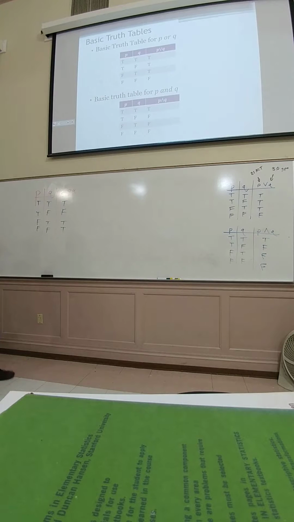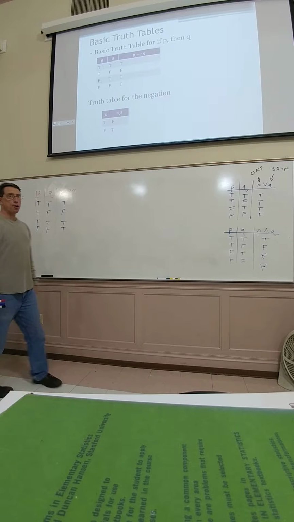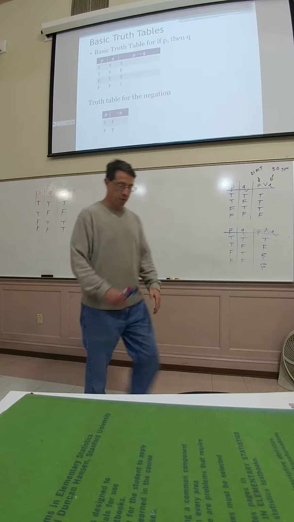All right, and then just real quickly, going over reviewing, I'll bring it up on the slide. The arrow table: true implies true is true, true implies false is false, false implies true is true, false implies false is true. I know that probably seems a little bit awkward, but think about it this way.